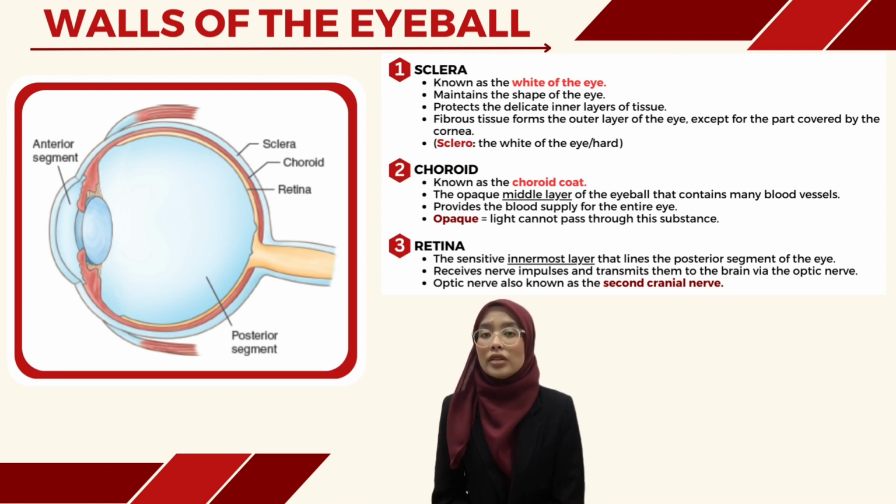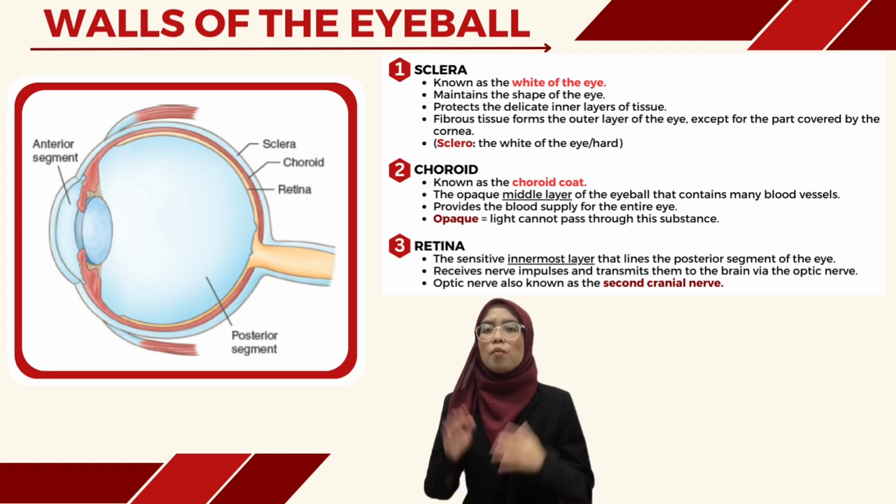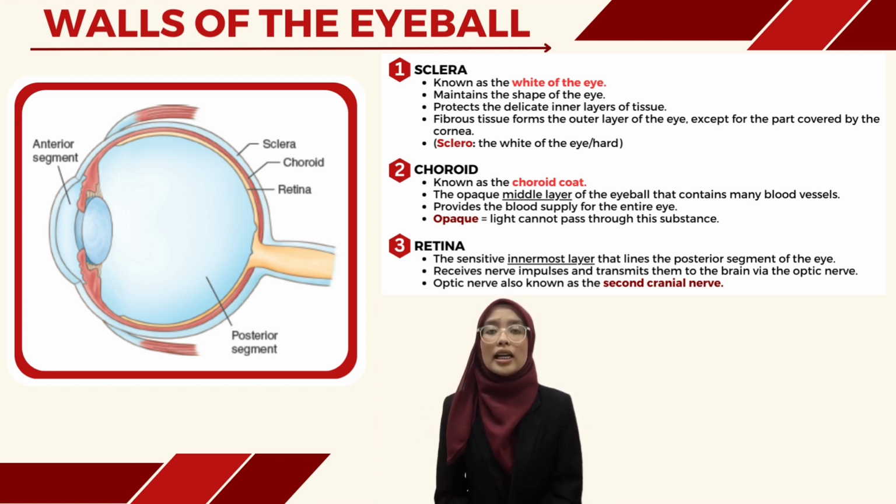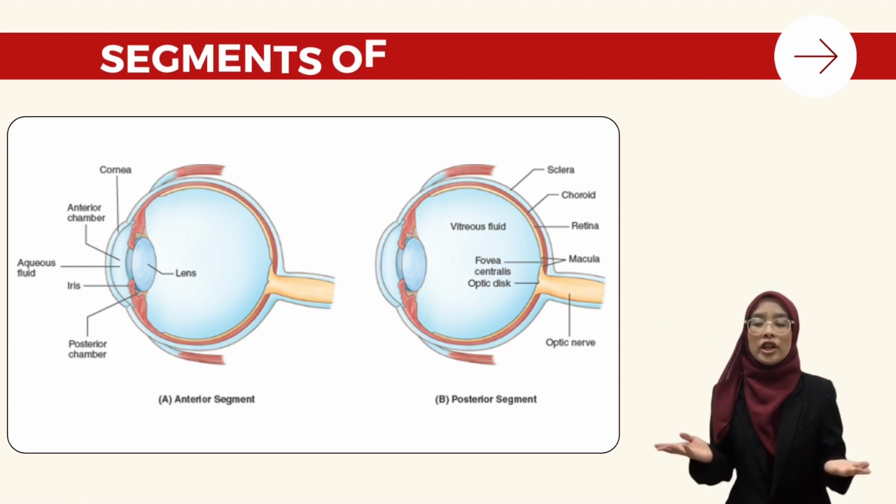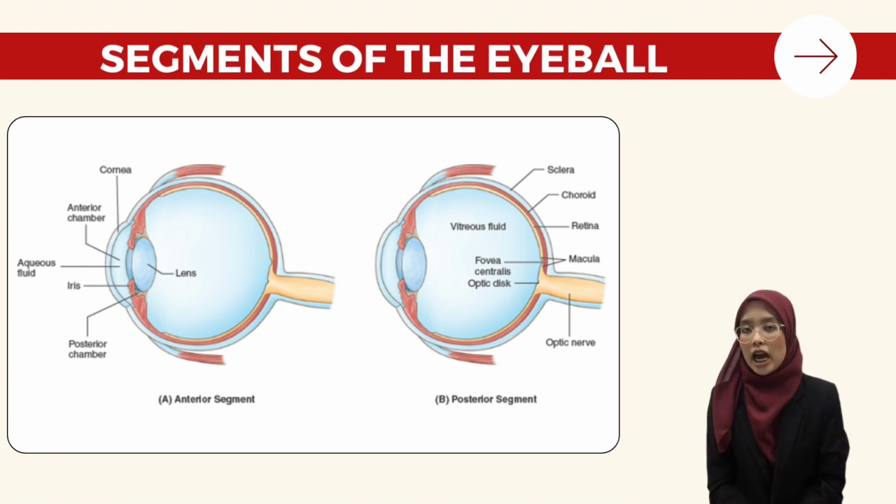Next, we come to the last layer of the eyeball, which is the retina. This is the most sensitive inner layer that lines the posterior segment of the eye. The retina receives nerve impulses and transmits them to the brain via the optic nerve. This is also known as the second cranial nerve. Moving on to the next part, the segments of the eyeball.